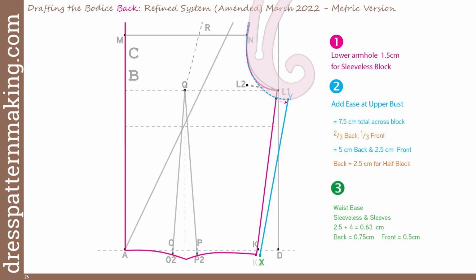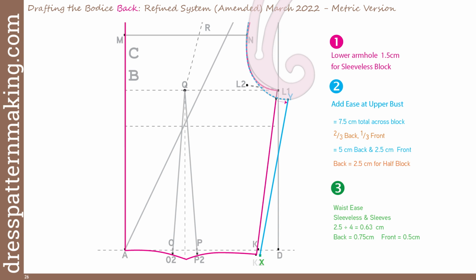If you look at the graphic on the right hand side, the pink side seam line is the moulage side seam, and the blue line to the right is the side seam line for the sleeveless block after ease is added. More ease is added to the upper bust, and that tapers down on an angle to the waist where less ease is added.